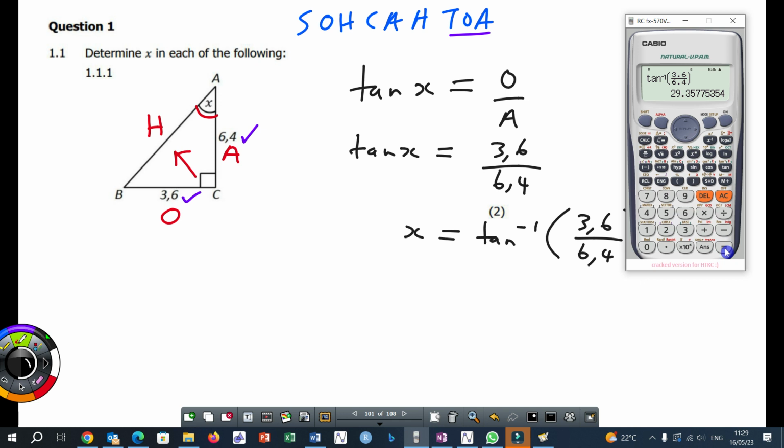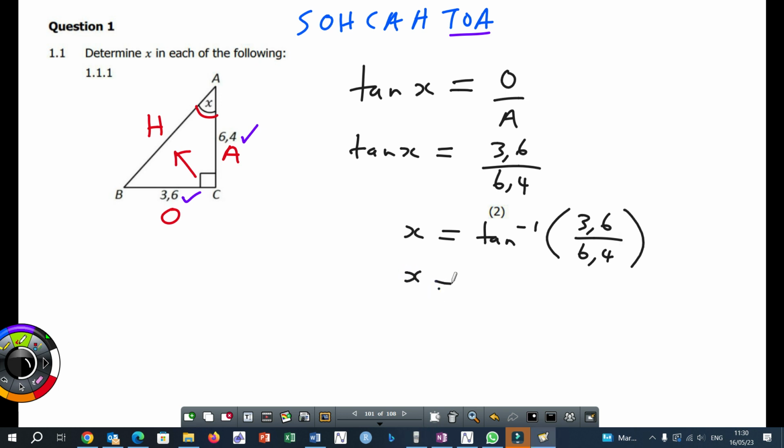Now, based on your curriculum, generally you are supposed to round off to 2 decimal places, unless otherwise stated in the question. So here we round off to 2 decimal places. So the answer will be 29, comma, we look at the third digit. If it's 5 or more, we add 1 to the second digit. So x will be 29,36 degrees. Then you are done.